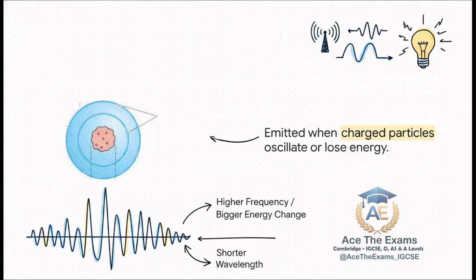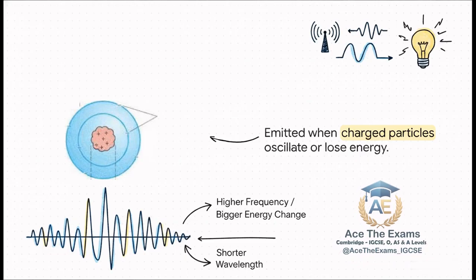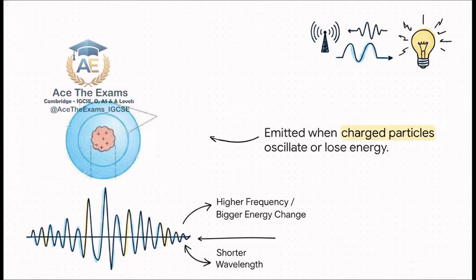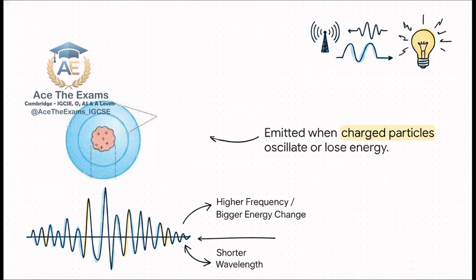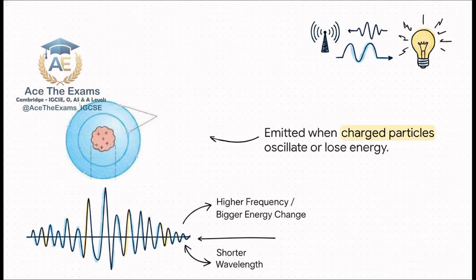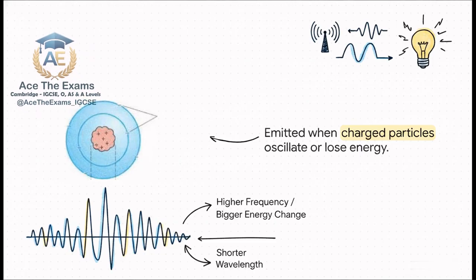The universal rule here is that electromagnetic waves are emitted whenever charged particles oscillate or lose energy. So think about an electric current flowing through a wire. That's basically just free electrons moving around. If you force those electrons to oscillate, boom, they emit radio waves.